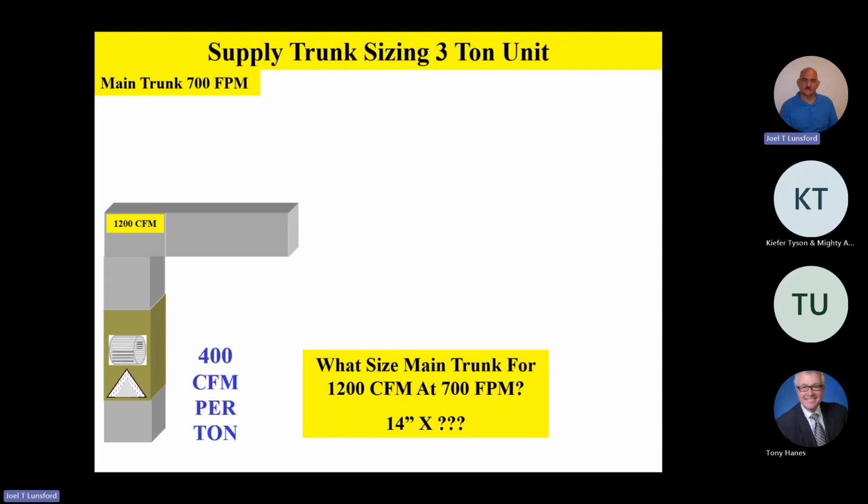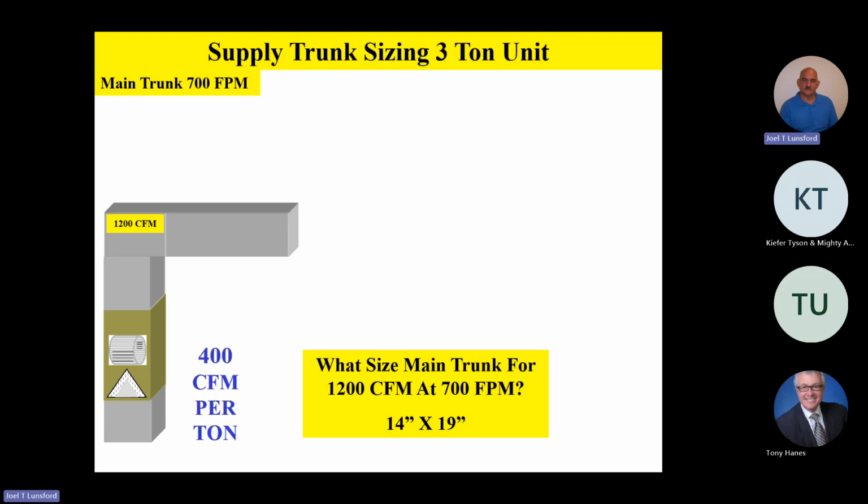Now, once you get that, hold your duct calculator steady. I'm going to give you one side of the main trunk dimension, and you tell me what the other one is. So at 700 feet a minute velocity and 1,200 CFM, we're going to have a 14 by what size duct to provide that? A 14 by... all right, so 26. Okay, so a 14 by... I had a 14 by 19.